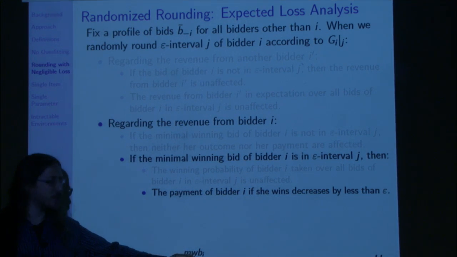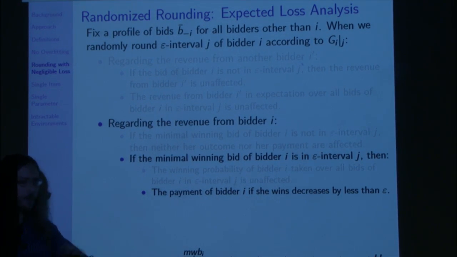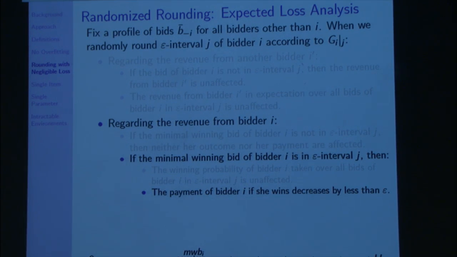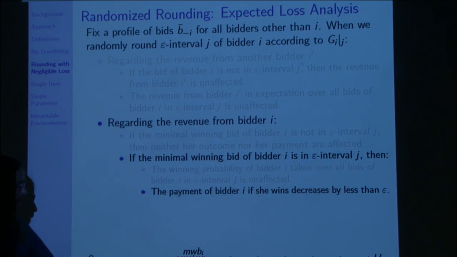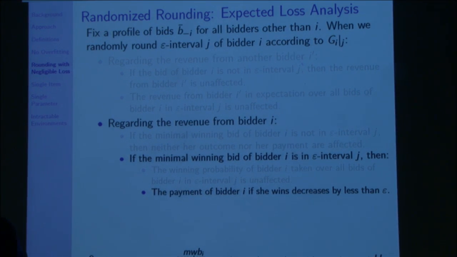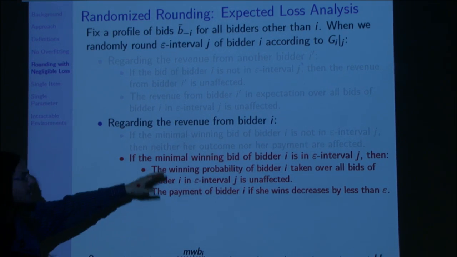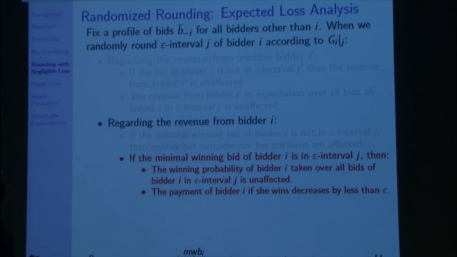Maybe his minimal winning bid shifted up to the minimum of that interval. Because maybe due to the resampling, maybe that caused any bid in this interval to win. So his minimal winning bid for a certain realization may have dropped from here to here. So he pays us at most epsilon less, no more than epsilon less. So this together tells us that if his minimal winning bid is in epsilon interval j, his winning probability is unchanged. If he wins, he pays something that's at most epsilon less.